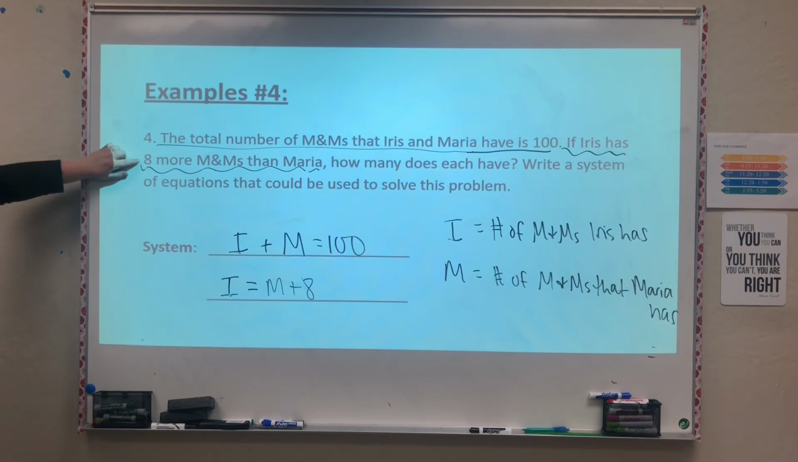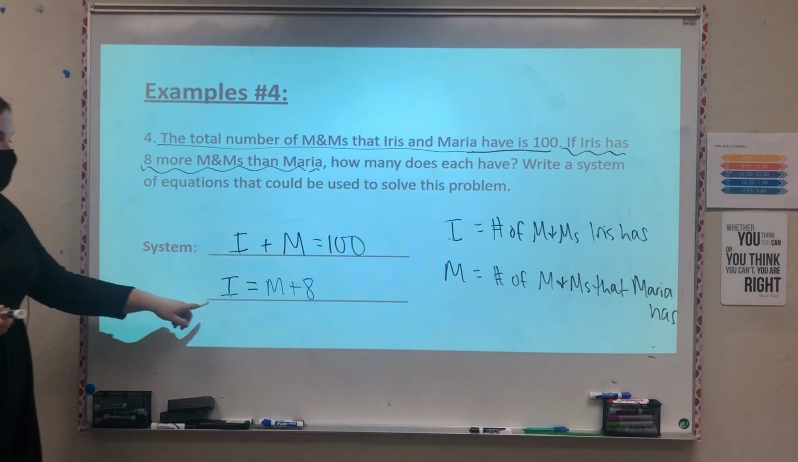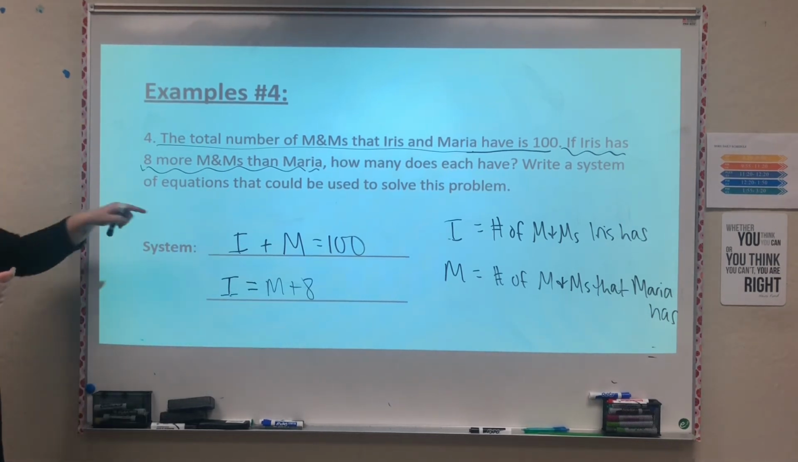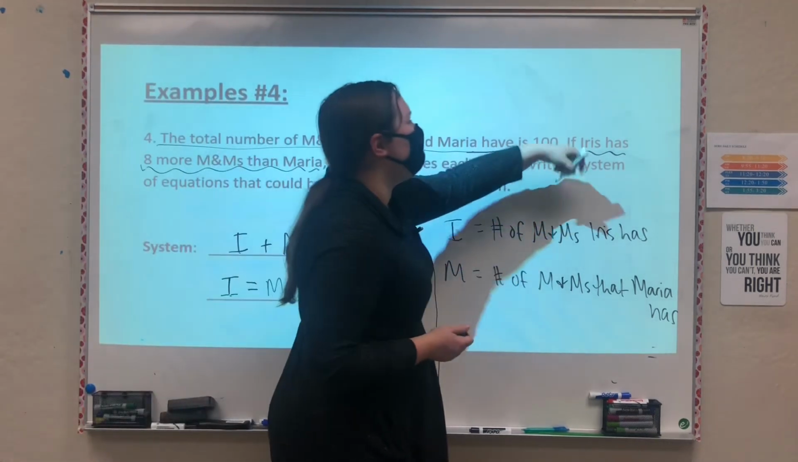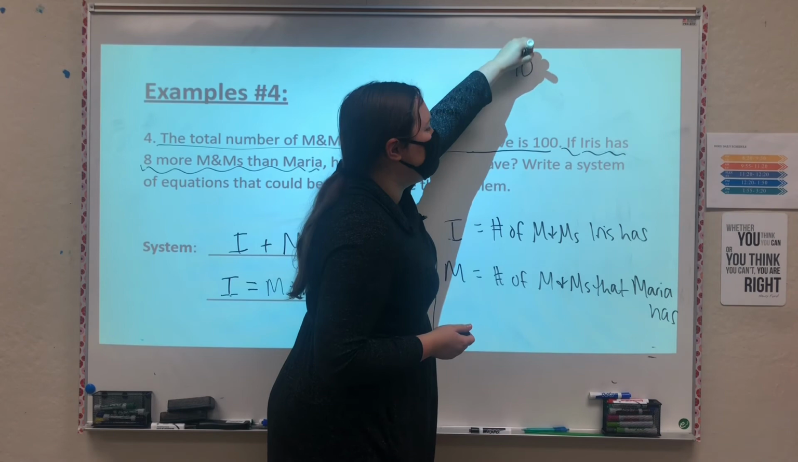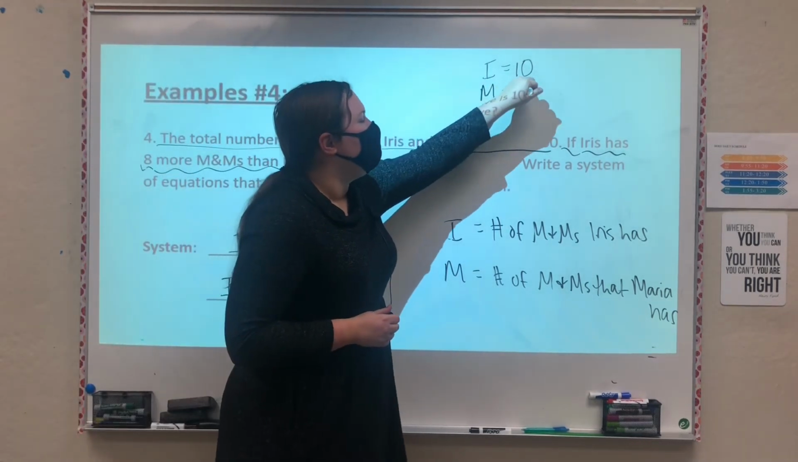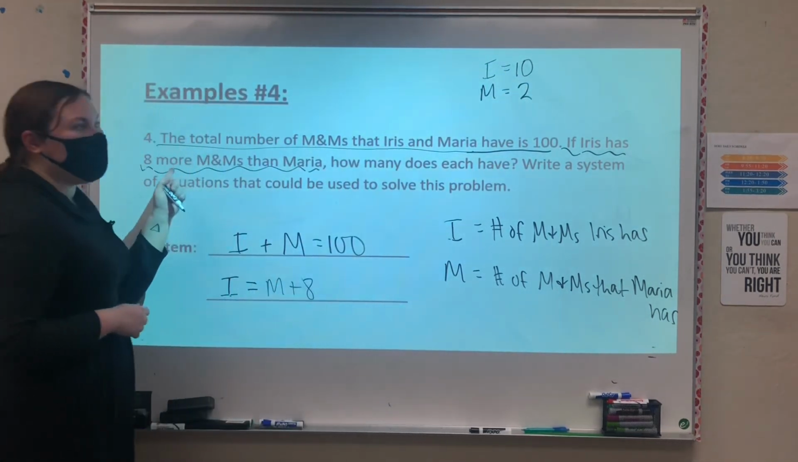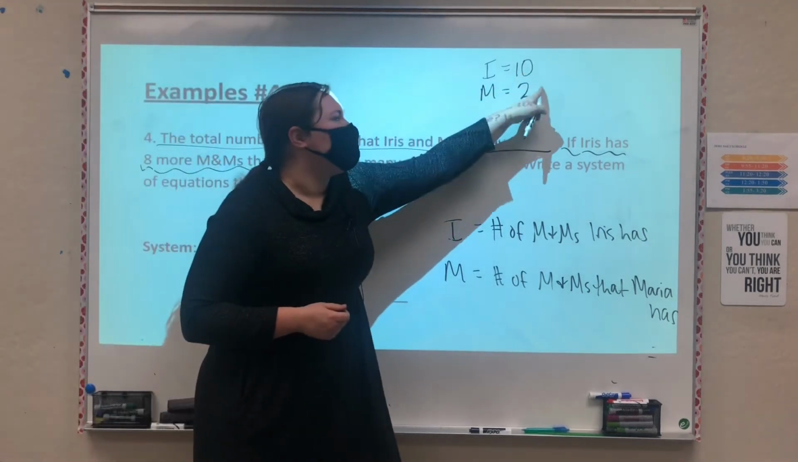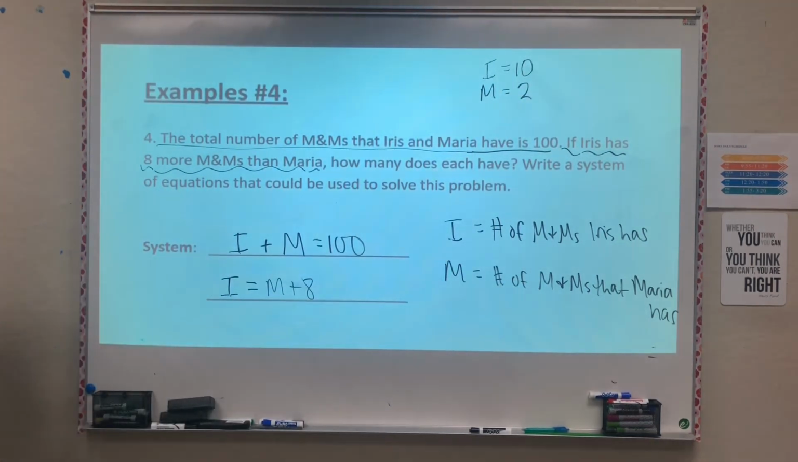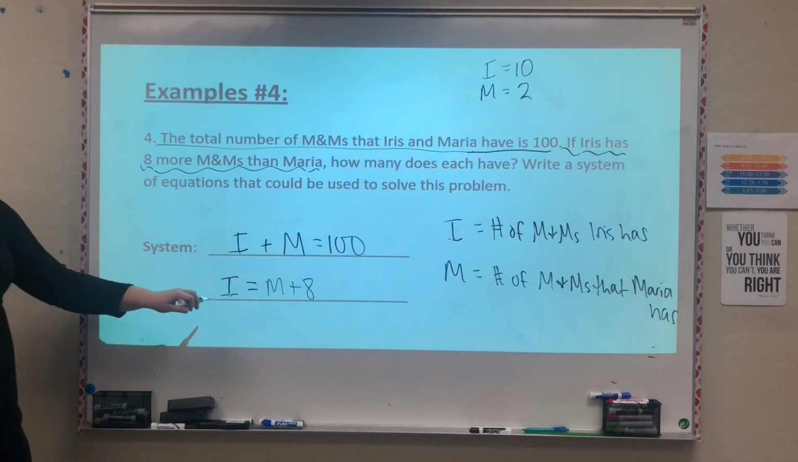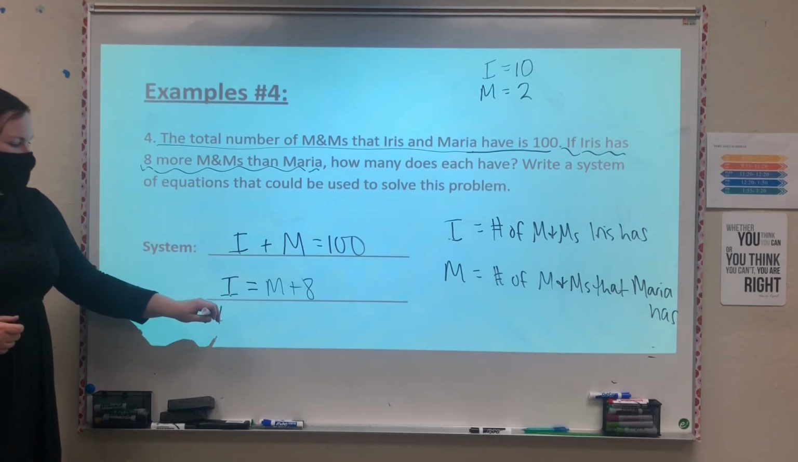I think for ones like this, an easy way you can check is make up a pair of numbers and see if it works in this equation. It might not necessarily be the final answer, but for example, if I told you Iris has 10, using this sentence, how many would Maria have then? 2. Nice. If Iris has 10 and Iris has 8 more than Maria has 2, see if these numbers work in that equation you just wrote. They do not. Tell me why. Because 10 plus 2 does not equal 100.